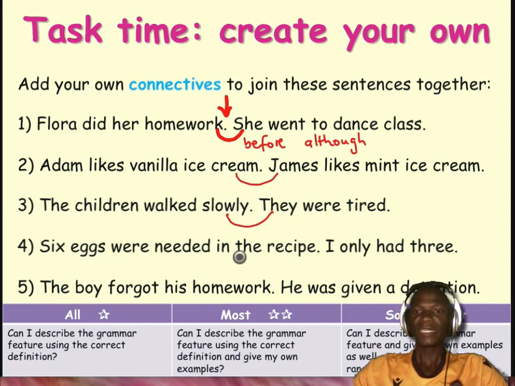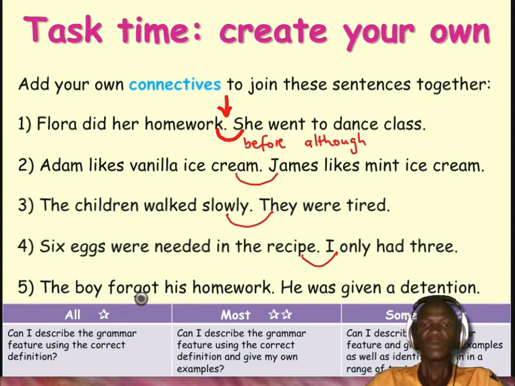Six eggs were needed in the recipe. I only had 3. This one is easy to join again. You have to join them. The boy forgot his homework. He was given a detention. Okay, so at this point, you pause the video, then you write these sentences.